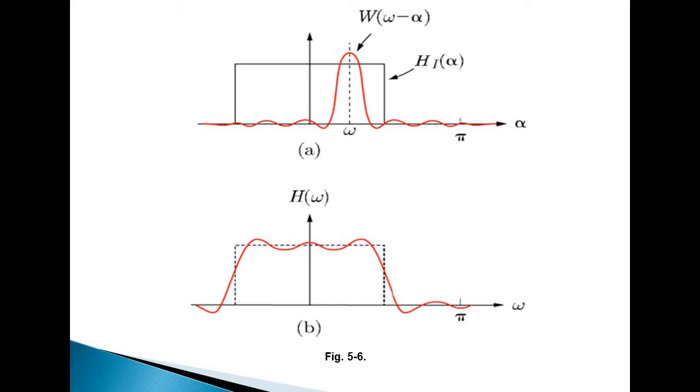Here it is shown in this figure how the windowing function and Hd of omega combine, and as it is in the frequency domain, a convolution takes place. Because of the presence of that convolution, the ripple is going to be present.